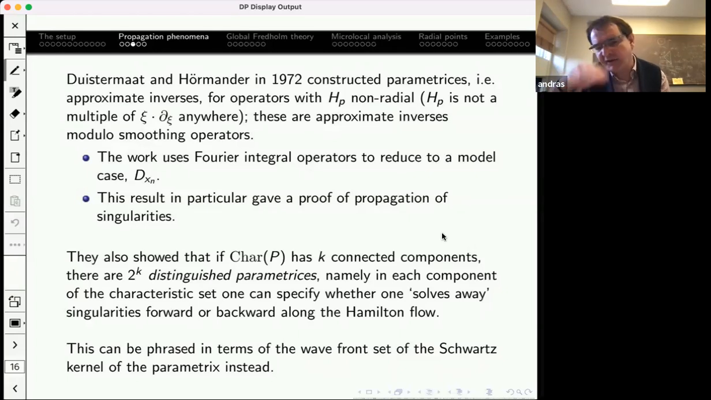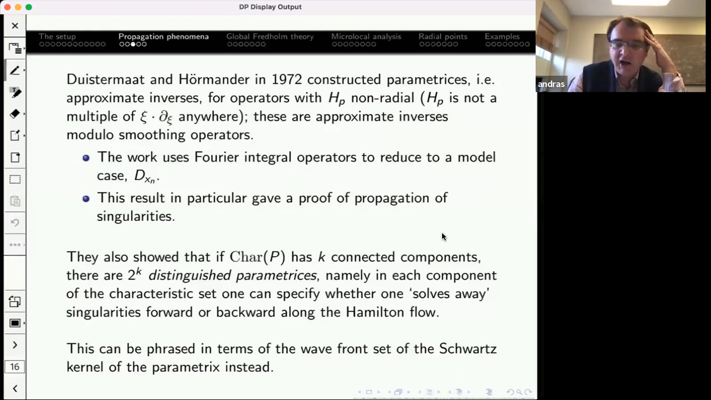Now, this top part is what's mostly quoted from their work, but they also showed in the same paper that if the characteristic set, the energy shell, has k connected components, and k would be 2 in the Lorentzian case when there's a time orientation and the underlying manifold is connected, then there are 2 to the k distinguished parametrices. In each connected component of the characteristic set, you get to decide whether you solve away singularities or propagate estimates forward or backward along the Hamilton flow. You can instead phrase this in terms of the wavefront set of the Schwartz kernel of the parametrices.